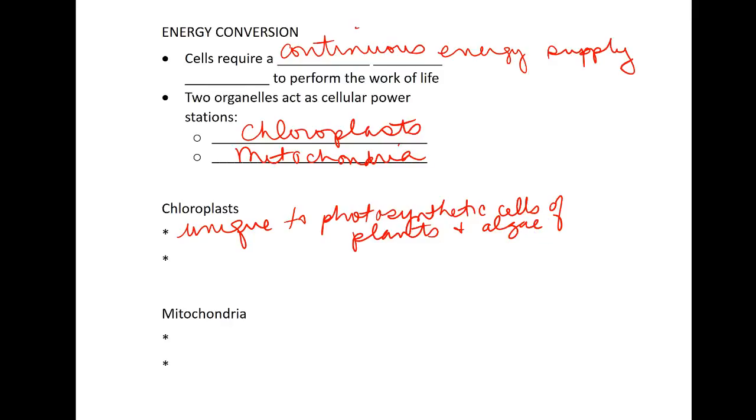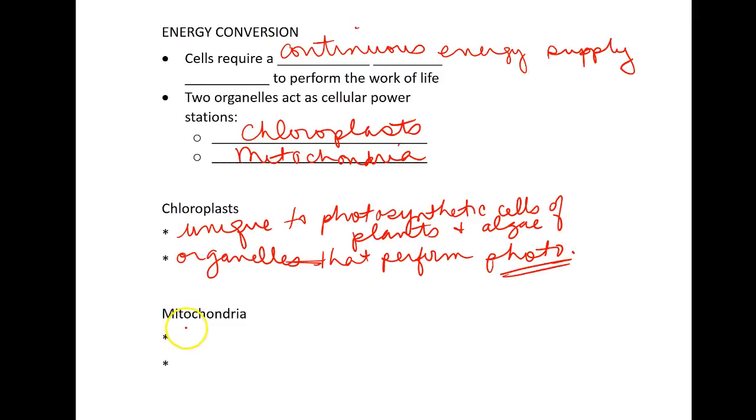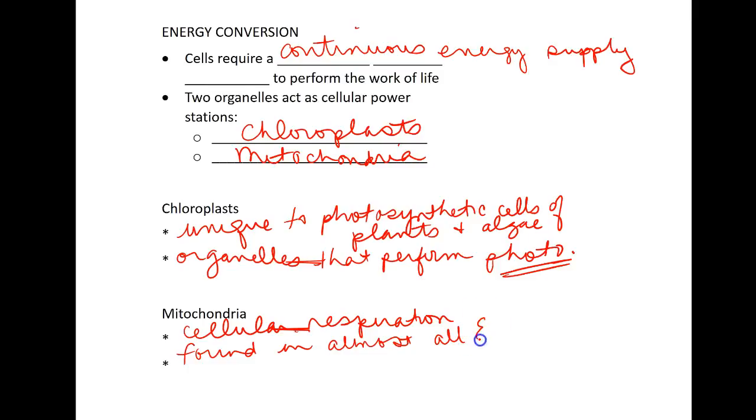So if I asked you a question, do animal cells have chloroplasts? The answer would be no. And chloroplasts are the organelles, obviously, that perform photosynthesis. Mitochondria, on the other hand, are the organelles that perform cellular respiration. And we're going to get into the details of this later in the class. Mitochondria are found in almost all eukaryotic cells.